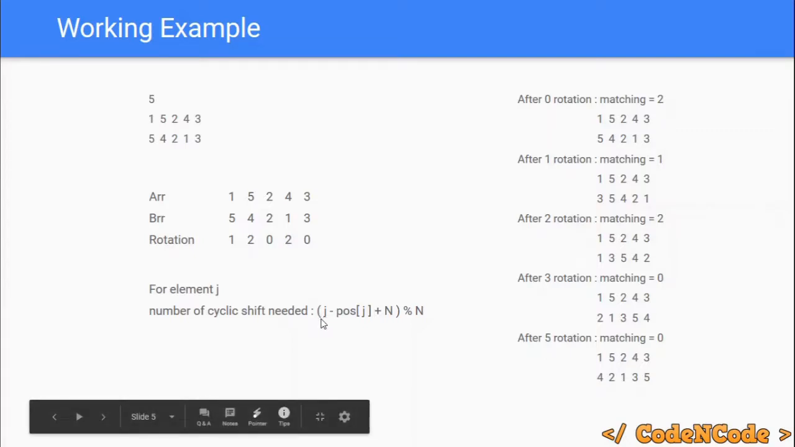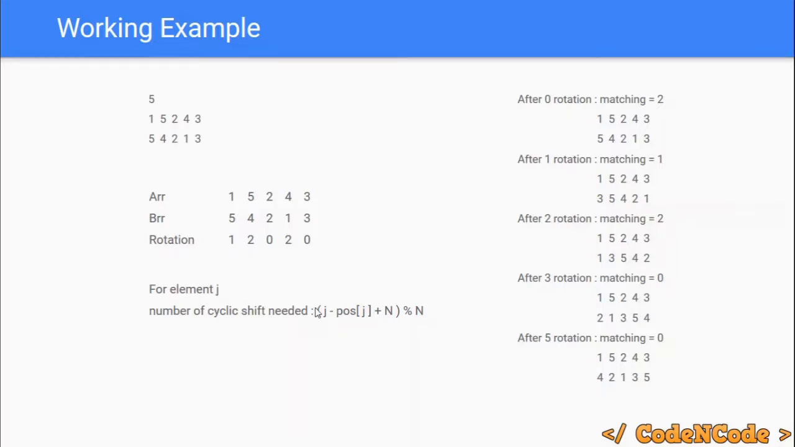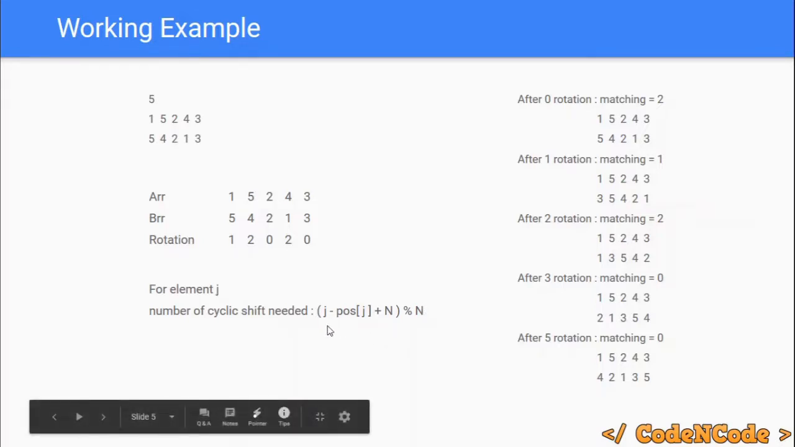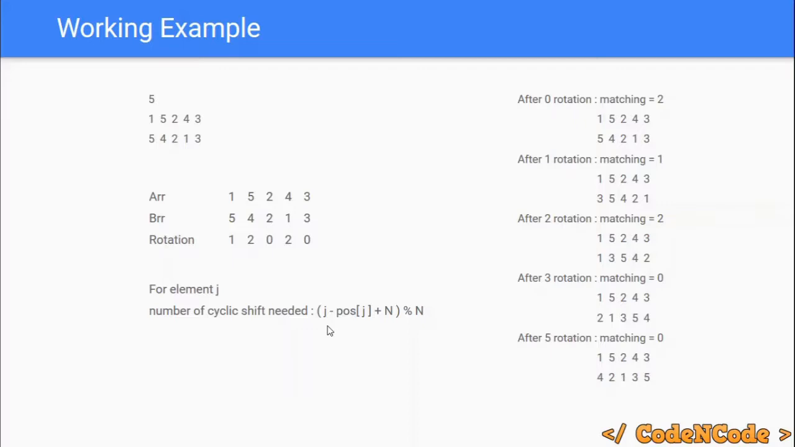Now this j here is the final position. When we talked about this formula, we were talking about the identity permutation. That means at position 1 we were having 1, at position 2 we were having 2, at position 3 we were having 3, at position 4 we were having 4, and at position i we were having element i.